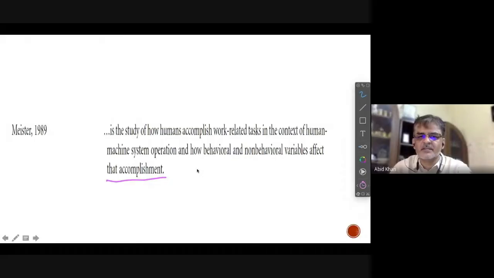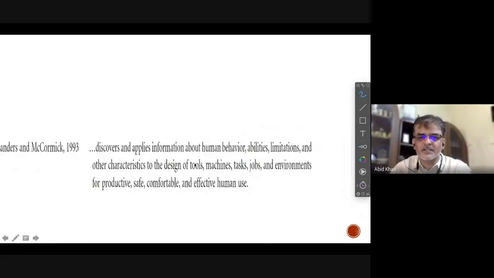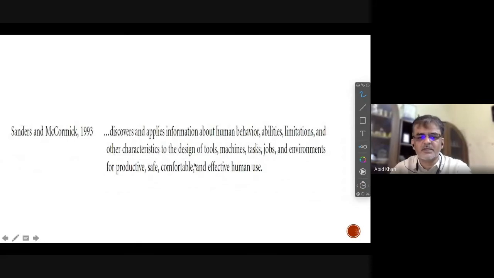We can say that ergonomics is interdisciplinary. It bases its theory on psychology, physiology, anthropometry, and various aspects of engineering and physics as well. Another definition is the study of how humans accomplish work-related tasks in the context of human-machine system operation, and behavioral and non-behavioral variable effects that accompany it. More or less, most of the definitions cover the same thing, which is fitting the job to the man.